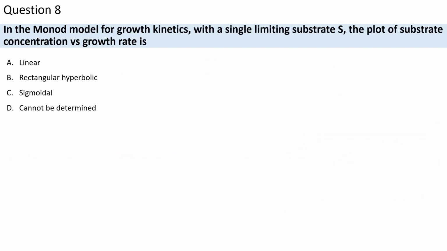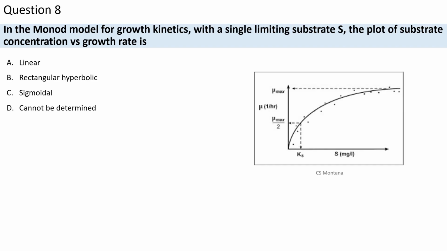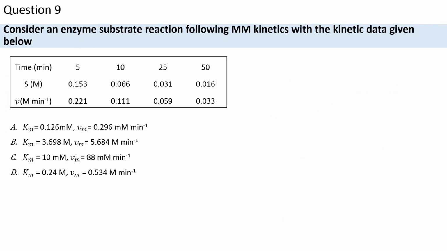Moving on to question 8. In the Monod model for growth kinetics, with a single limiting substrate, the plot of substrate concentration versus growth is linear, hyperbolic, sigmoidal, or cannot be determined. We can't determine it as such, so we'll just compare the formula. This is the Monod model equation. It's not linear, that is for sure. Linear is y equals mx, which is not here. Whereas the rectangular hyperbolic equation is y equals ax divided by b plus x. It's rectangular hyperbolic.